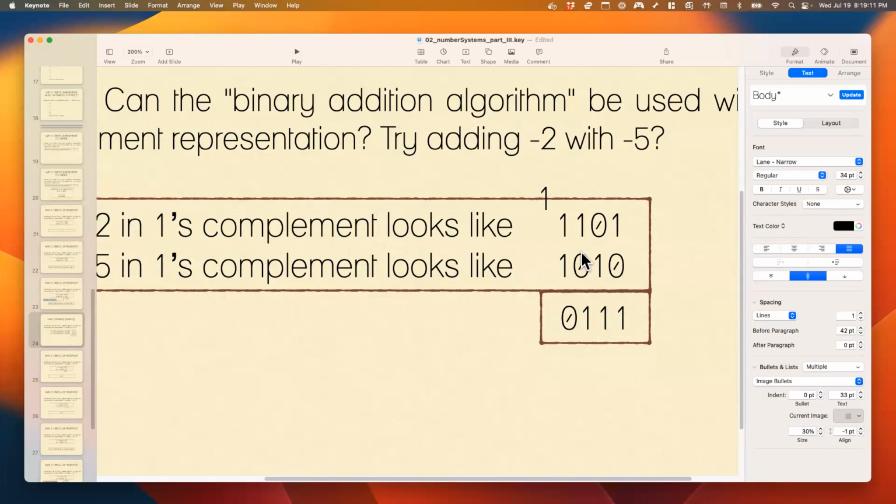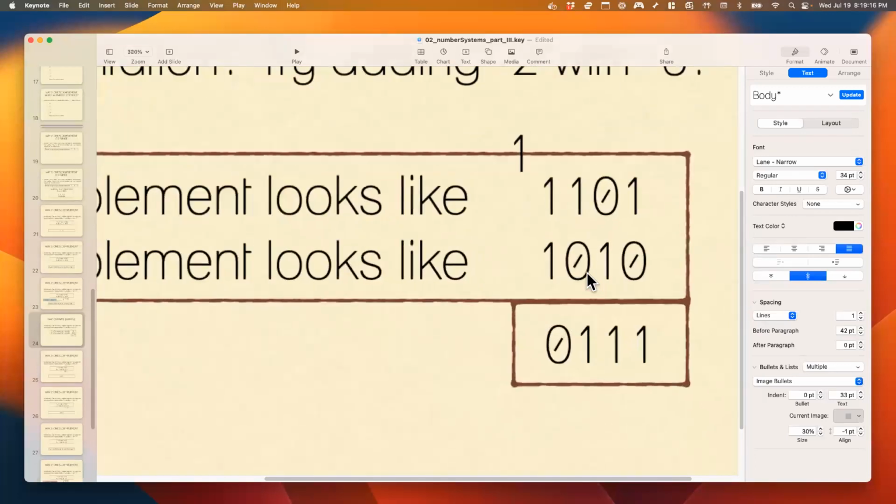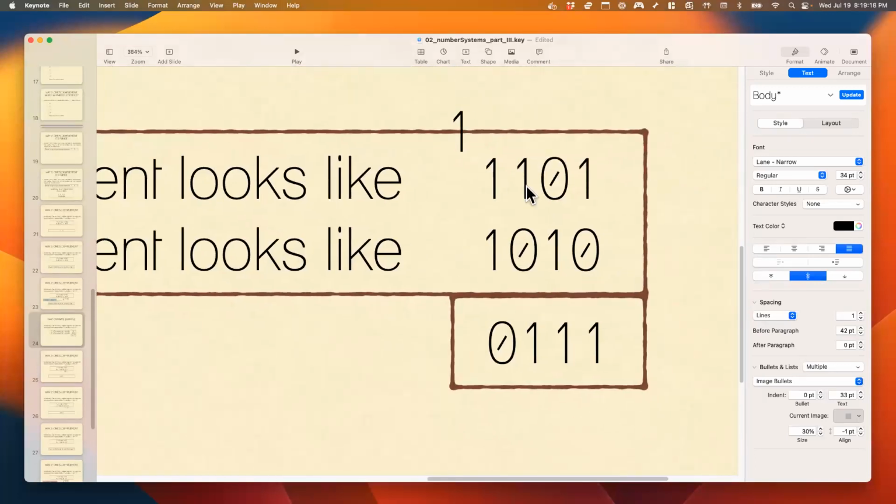Now, I'm going to tell you that there is a way to make this addition correct. There is a way to make this addition, which looks really wrong, and it is wrong right now, correct. So there is a way to make one's complement addition work.